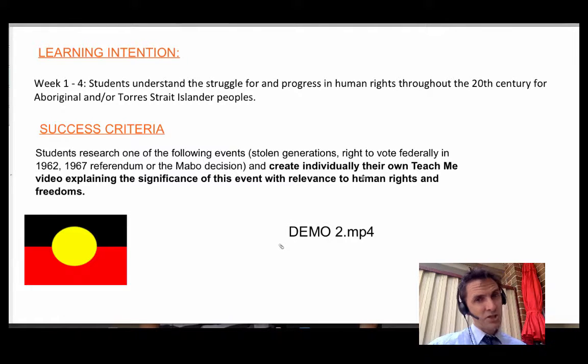And we've had a look at some of the sheets that are going to help you do that, the research sheet. We've had a look at the matrix and how I will mark this work and what I am looking for. I've even made a little demo video for you. You can replay this and watch that again.